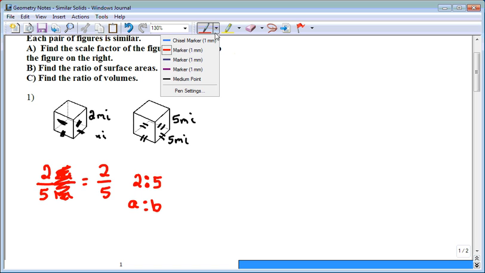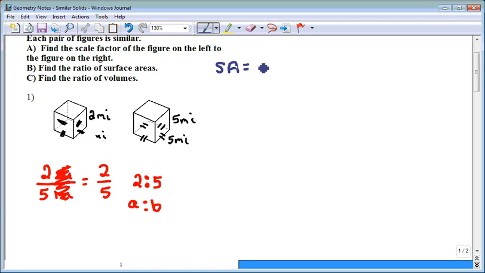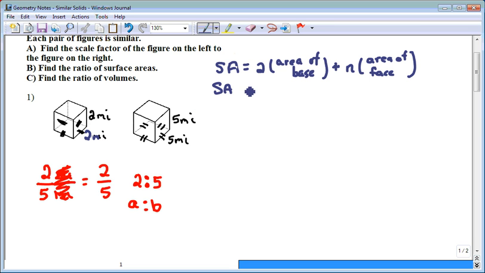Now we have to find the ratio of our surface areas. So let's go back up here. We're going to need to calculate our surface areas. We know that for a prism, our surface area is equal to 2 times the area of the base. Let's double check. We do have a regular base, so plus n times the area of a face. In this problem, it's easy because we have cubes.